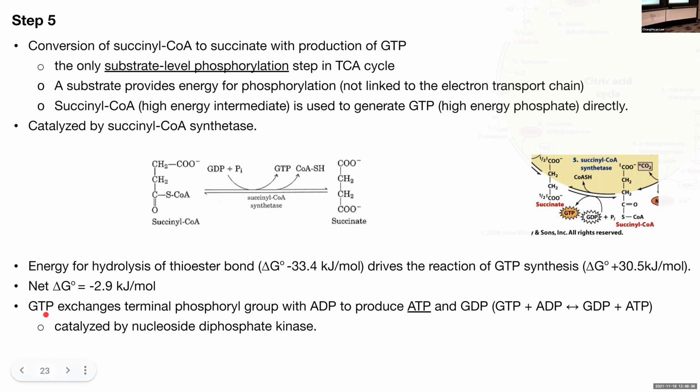And this GTP transfers its terminal phosphoryl group to ADP to produce ATP and GDP. That process, where the GTP hands over the phosphoryl group to convert ADP to ATP, is catalyzed by nucleoside diphosphate kinase.